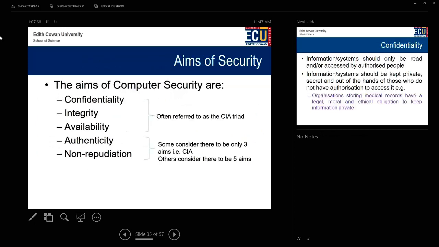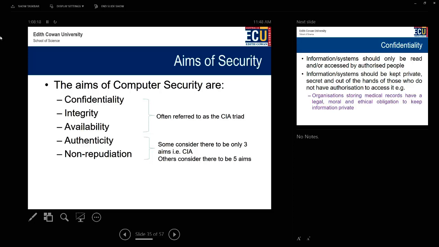So the main chunk of today's lecture and the main takeaway of the entire unit is understanding the aims of security. There are generally three aims of security. One is confidentiality, the other is integrity, and the third is availability. They are often named the CIA triad.